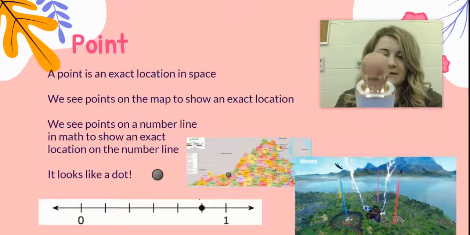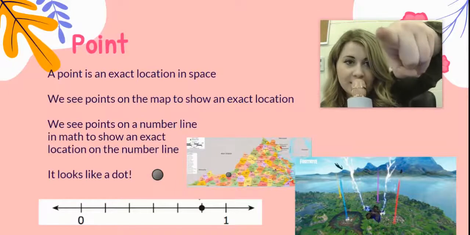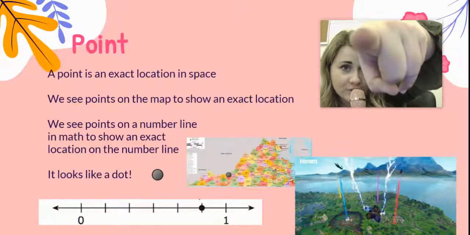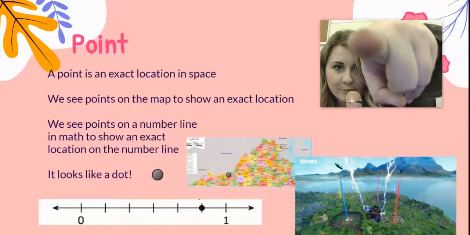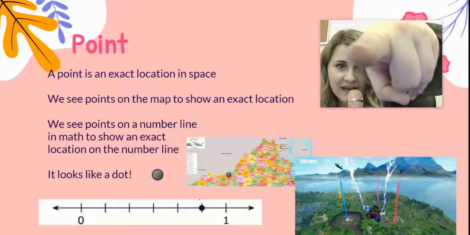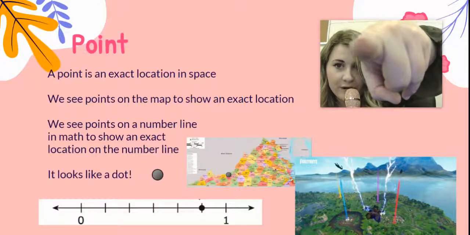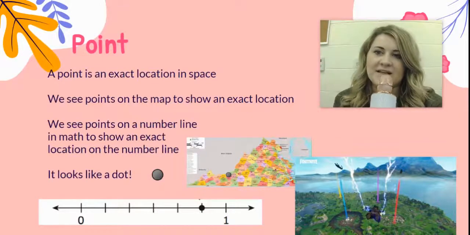Everybody say point. Everybody say point. Also, when you point at something, if you look very closely, the tip of your finger kind of looks like a little circle. That's because it is a point. You're pointing at an exact location. So the end of your finger, how it kind of looks like a circle, that's because that's a point when you're pointing at something. Okay, so that is our point.